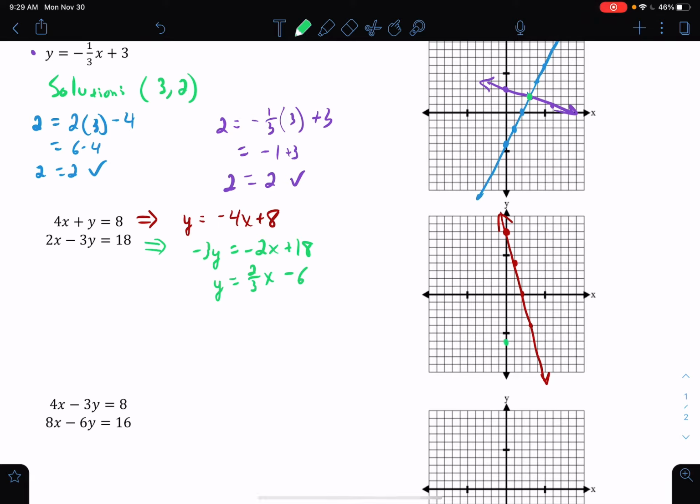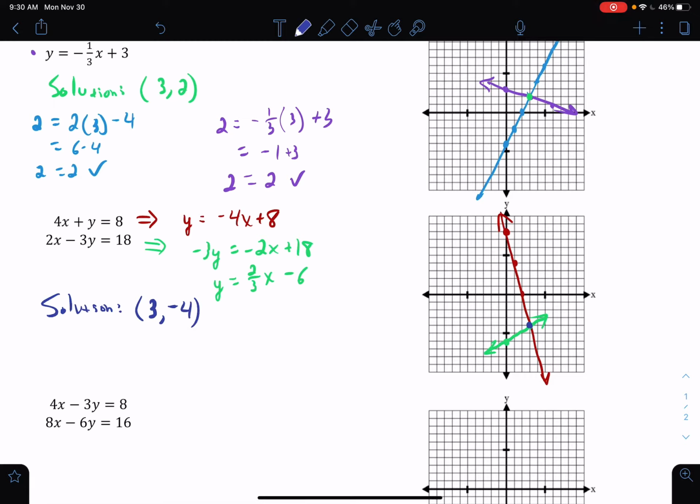And then for my second line, y equals 2/3 x minus 6. Start at -6. Go up 2, right 3. There you'll see is our point of intersection. So I'm going to stop there. Highlight this point because that's my solution. So the solution is 1, 2, 3, then down 1, 2, 3, 4. The point (3, -4).